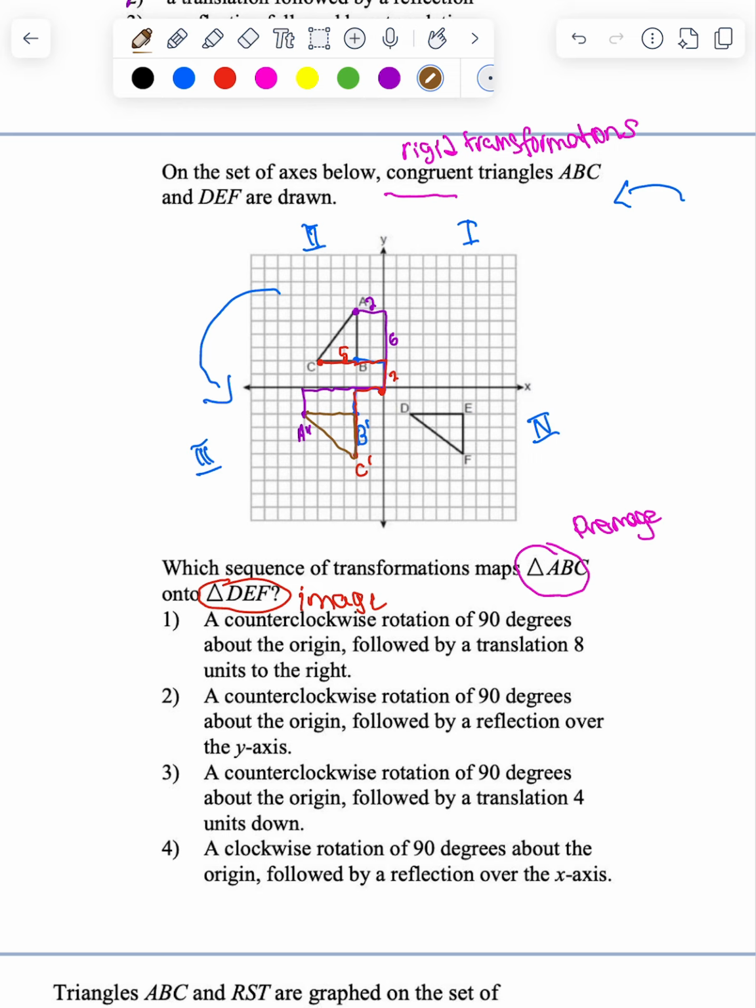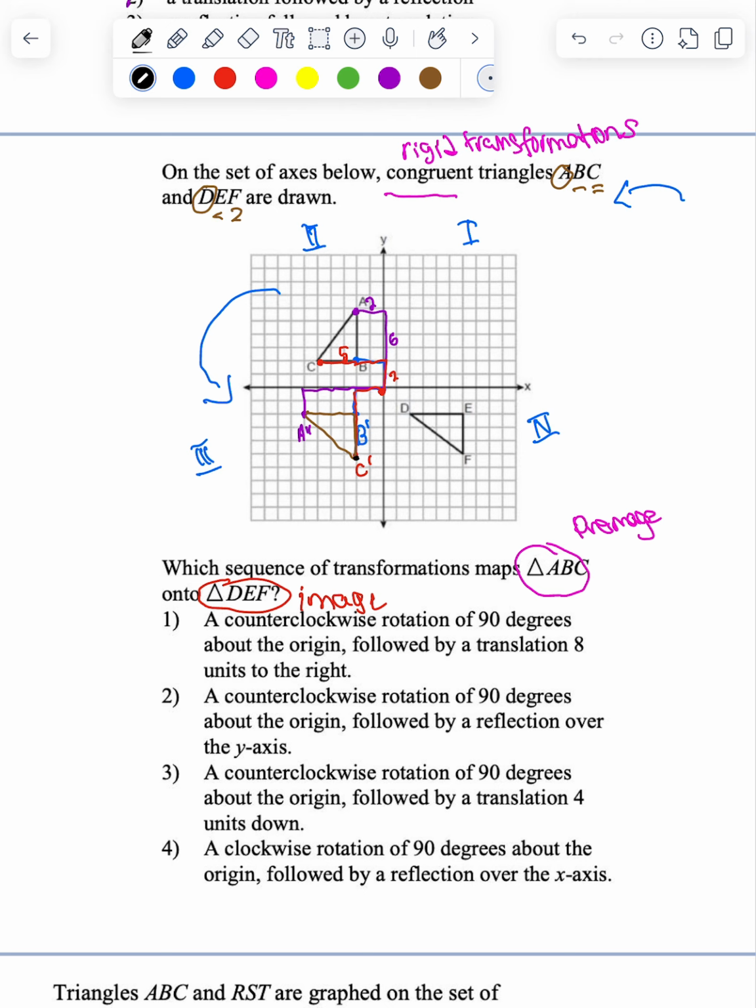Let's make sure that the triangles are oriented correctly. So A should match up with D, and those are in the same spots. B should match up with E. Those are in the same spots. And C should match up with F. Those are in the same spots. So all that's left for us to do is to make sure that the translation of 8 units to the right is going to work.